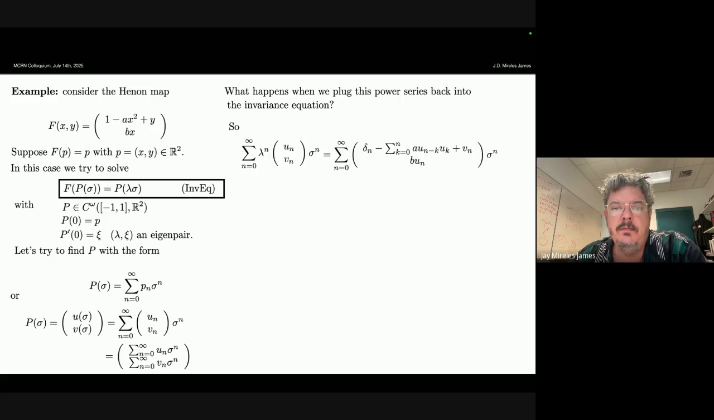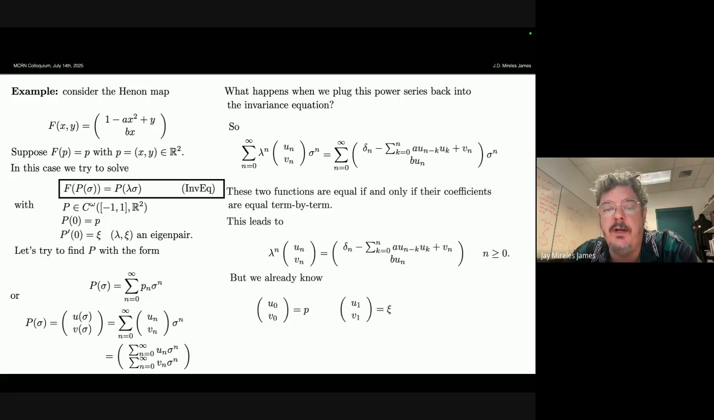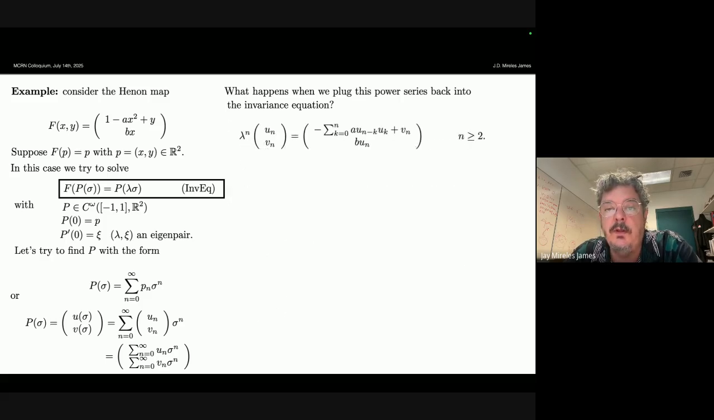And now I have an expression like this, and two power series are equal only if the coefficients are equal. So we can match like powers here, and we get these equations for n greater than or equal to 0. Now we're only interested in the coefficients for n greater than or equal to 2. So for n greater than or equal to 2, things reduce to this, where the sigma n goes away, because that was only there at 0th order. And we have these still nonlinear expressions for the u's.